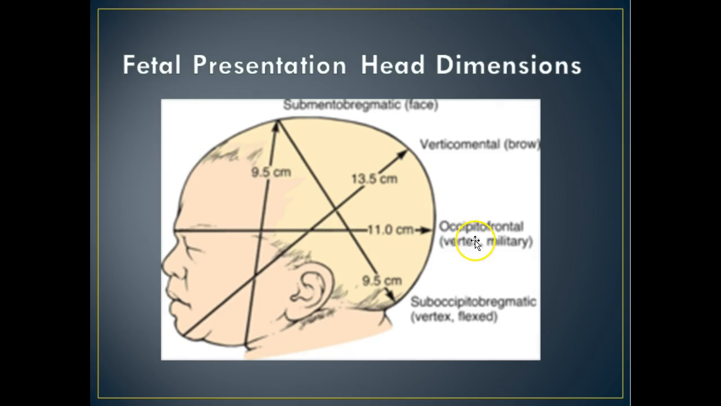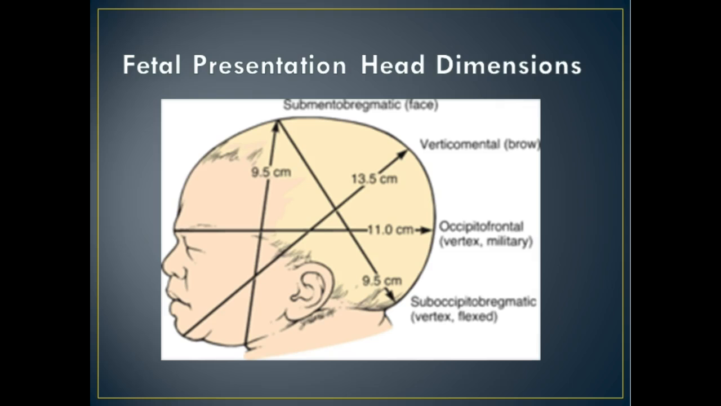And then lastly, our military presentation here would also be considered vertex, but not as ideal. Basically, this is when baby isn't flexed or extended. It's just coming straight out. And if it's coming straight out and not flexed, I've seen some textbooks say 12 centimeters, some say 11, but it's going to be bigger than if we can be nice and well flexed.